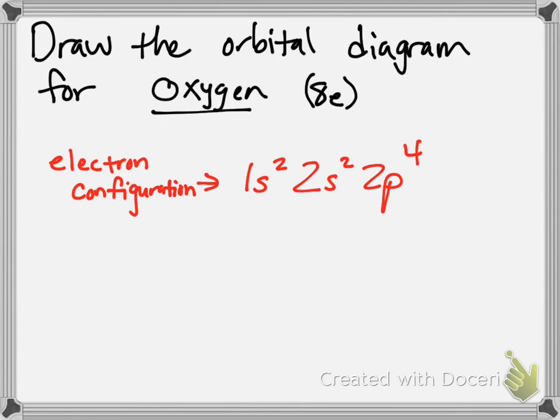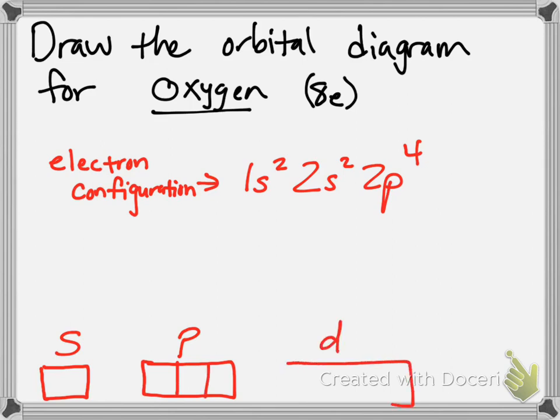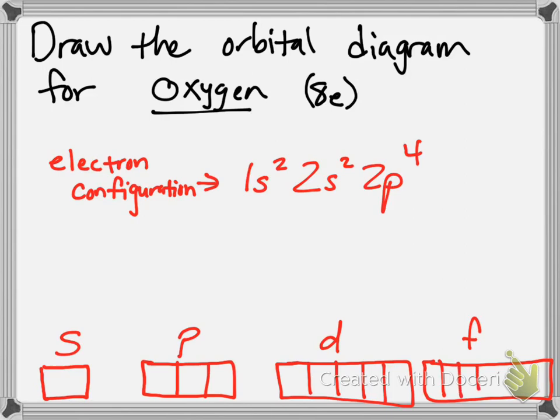Now, if we have an S, we are going to draw 1 box because S has only 1 orbital. If we have a P, we are going to draw 3 boxes like this. If we have a D, we are going to draw 5 boxes. Make a note of this. And if we have F, we are going to draw 7 boxes. Because S has 1 orbital, P has 3, D has 5, F has 7. So, let's start.